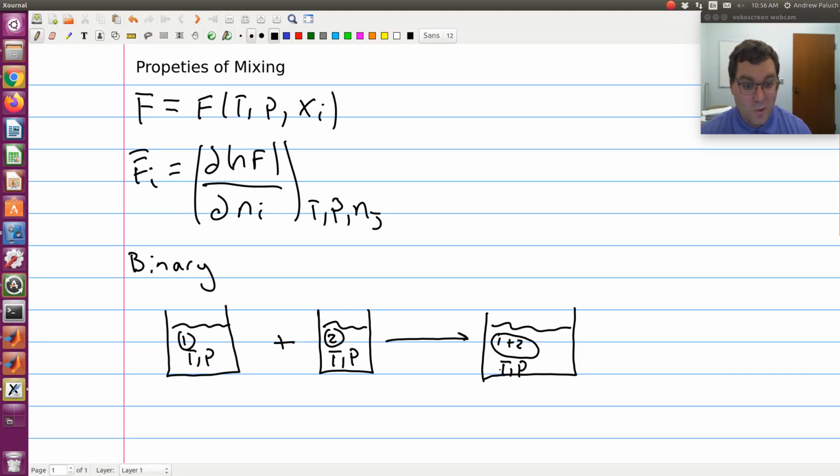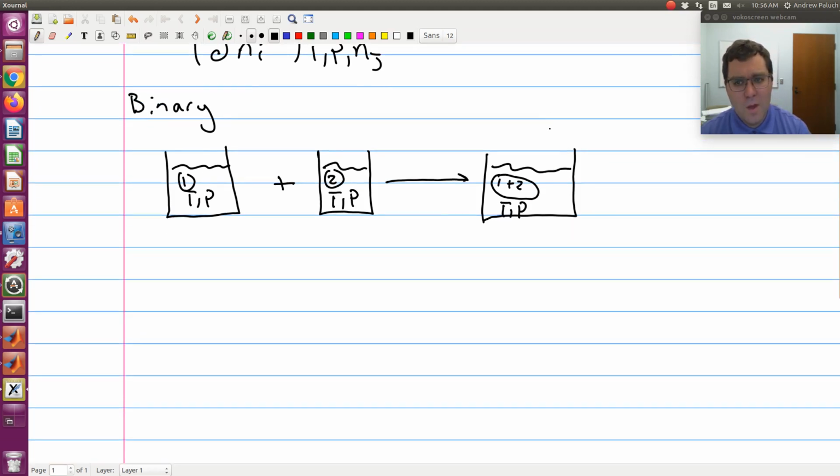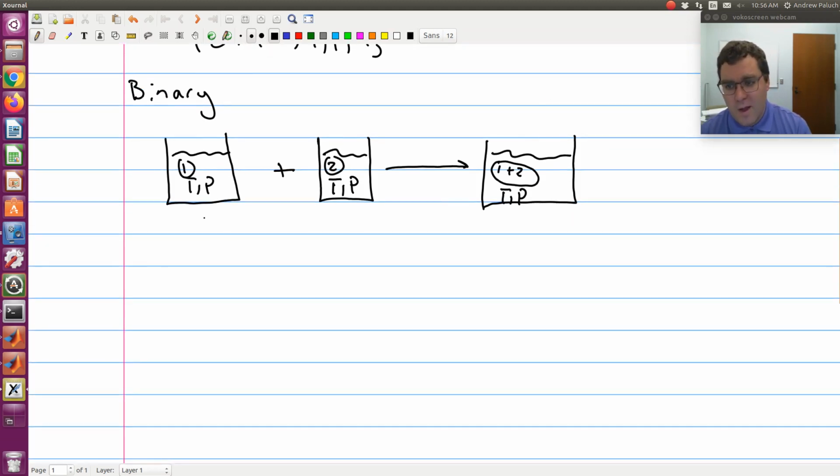Right, this is important. I'm mixing two beakers at the same temperature and pressure to form a mixture at the same temperature and pressure. Same T and P, though. That's important. So, I could have, say, an F1 of beaker 1, the molar F of component 1 in that beaker of pure component 1. Could have an F2, the pure molar F of component 2 in beaker 2. And then in that final beaker, I'll have some F of the mixture.